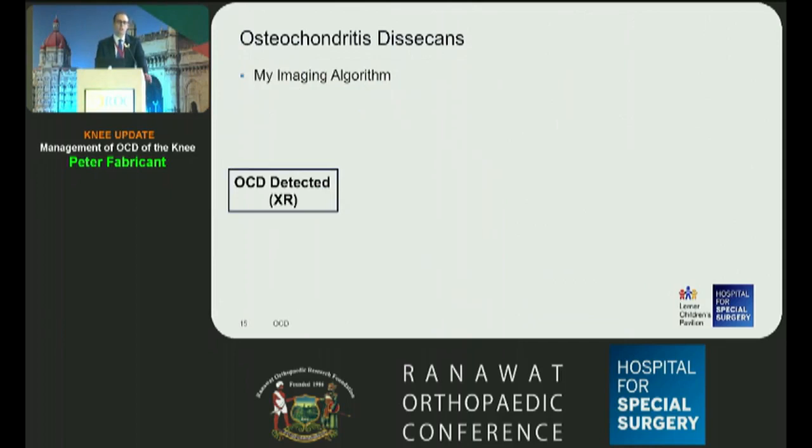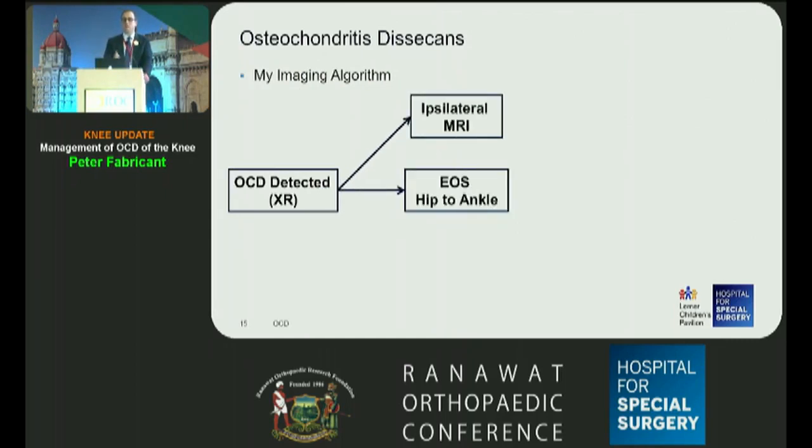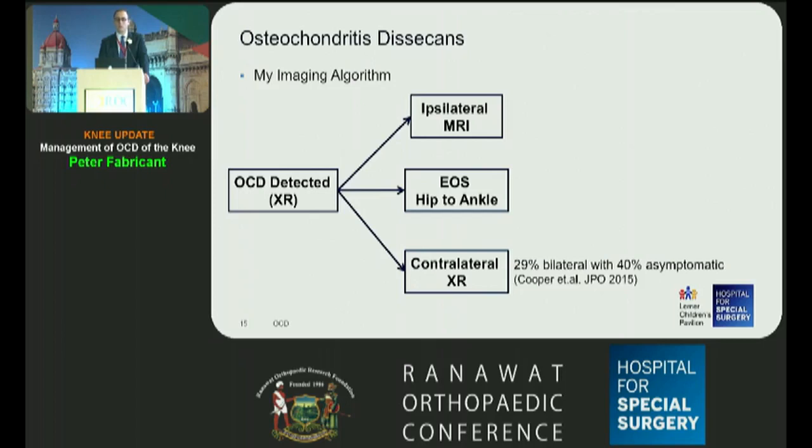And so here's my imaging algorithm when I diagnose a patient with OCD. Typically it's detected on an X-ray, and let's say it's a right knee. I'm getting an MRI of the right knee, a standing hip to ankle radiograph, and an X-ray of the contralateral knee. That's very important because studies have shown that almost a third of patients have bilateral disease, and of those, 40% are asymptomatic. So frequently we'll see an OCD on the other side that the patient didn't even know about or complain about.